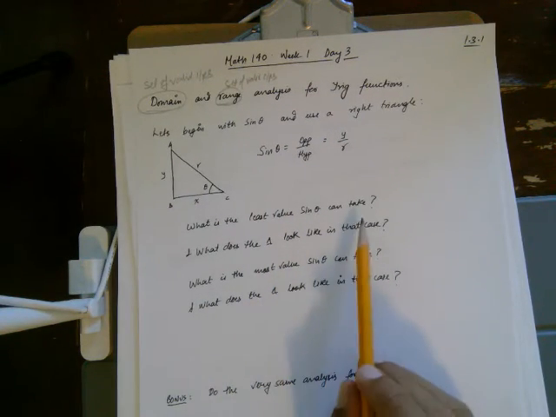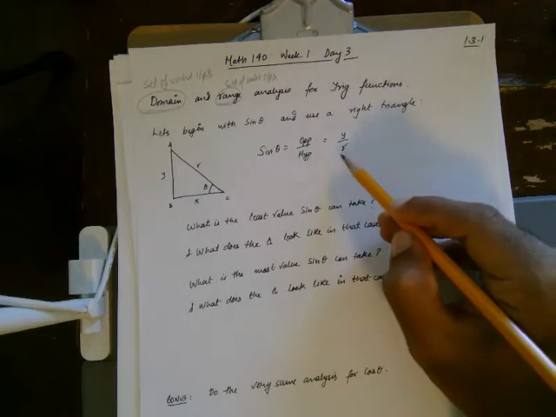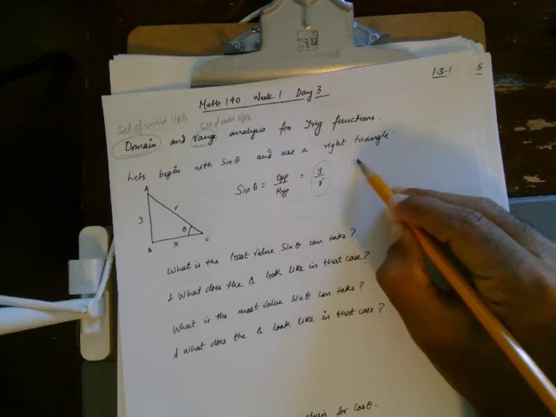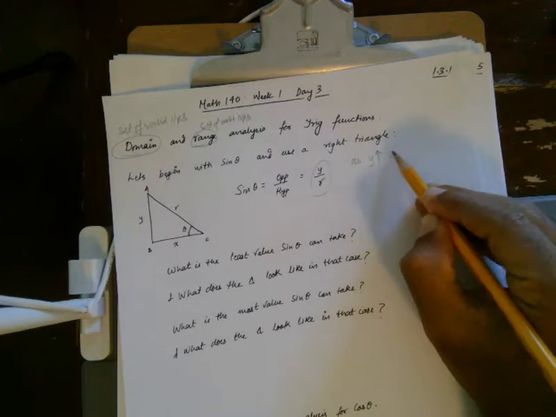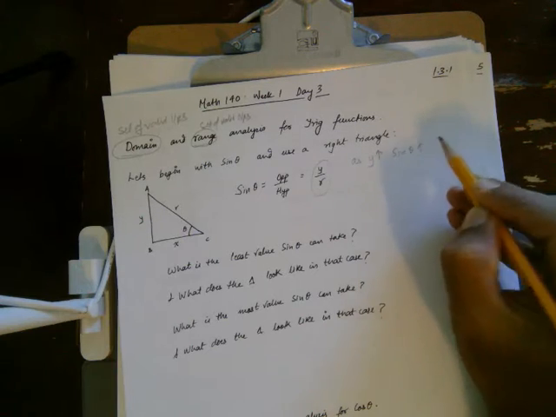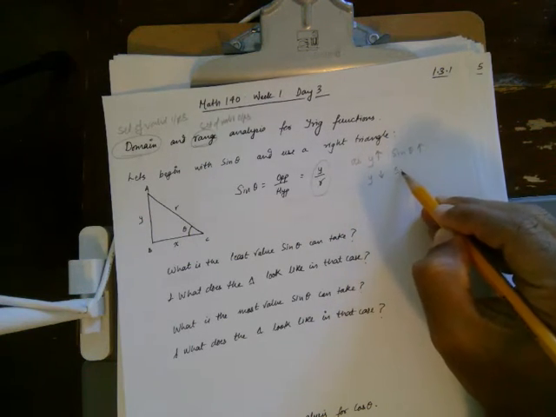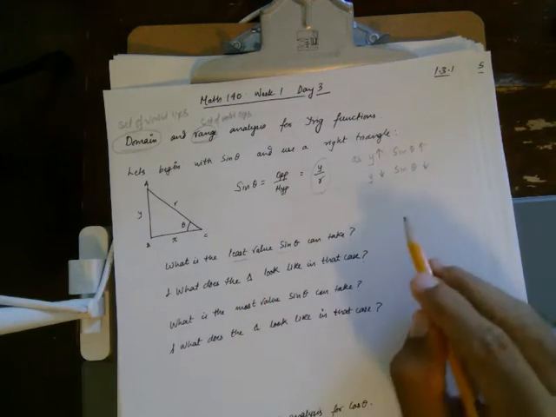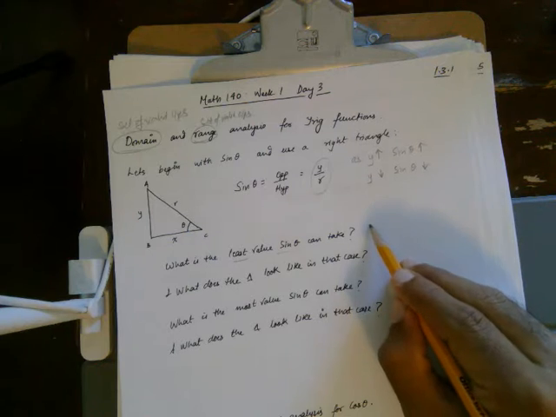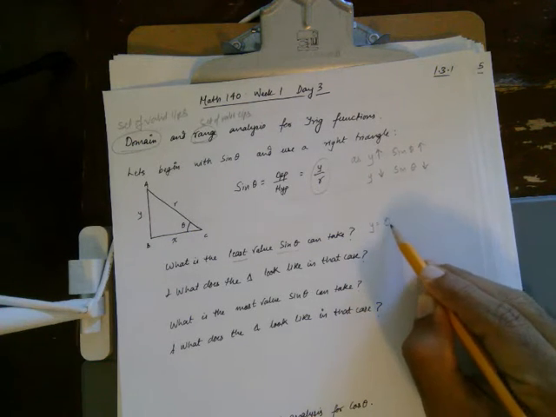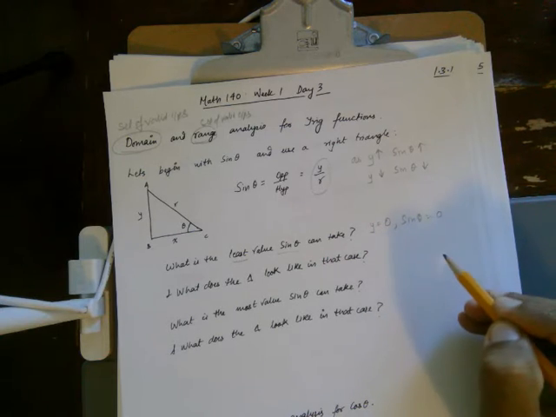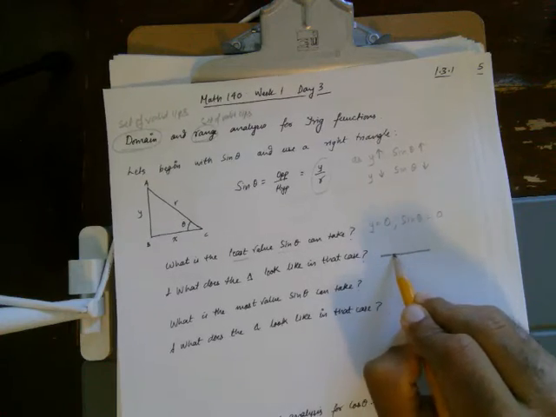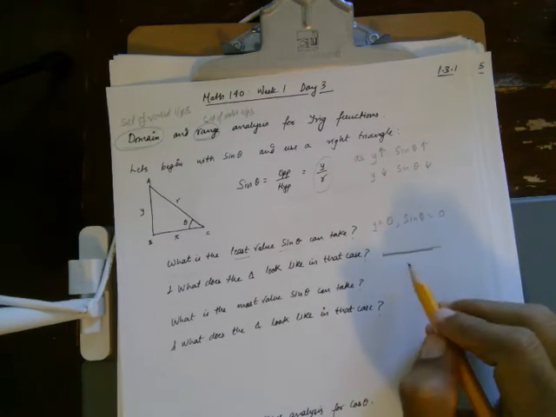What is the least value that sine theta can take? Now, let's look at this ratio. So what happens? As y increases, sine theta increases. As y decreases, sine theta decreases. So if we want to find the least value, then let's say if y is 0, then sine theta is 0. What does a triangle look like in that case? It's no longer a triangle. It's just flat. It doesn't have a height.